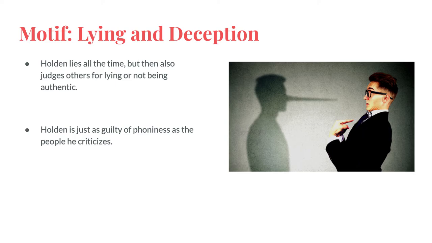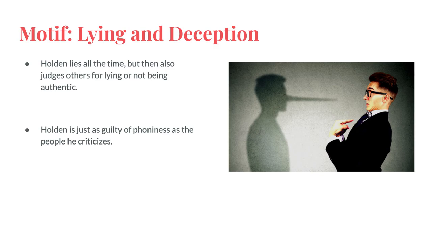And finally, the third motif, lying and deception. So as we know by now, Holden loves to point out what he thinks is phony or not real or not authentic. That's his thing. And what's ironic is that lying and deceiving are big parts of what makes up something that is phony. If you're lying and if you're being deceptive, you're being fake or inauthentic. So Holden's definition of phoniness relies on this self-deception. He doesn't actually admit that he also is a huge phony.